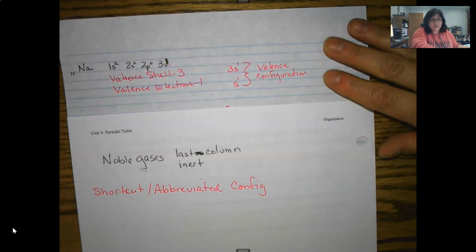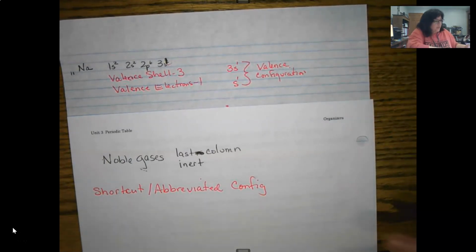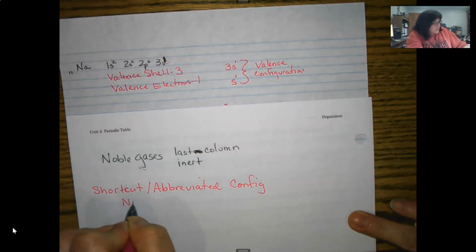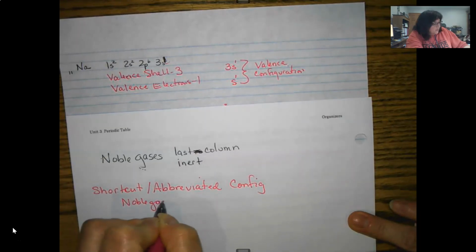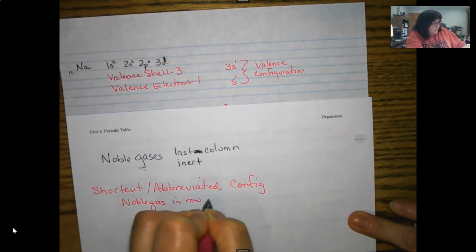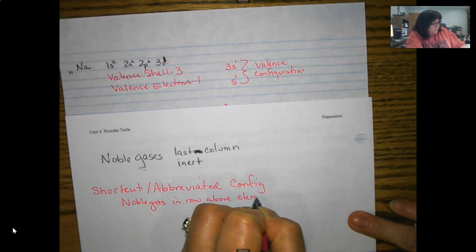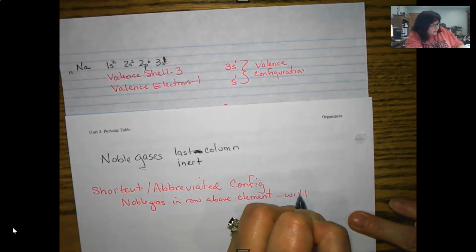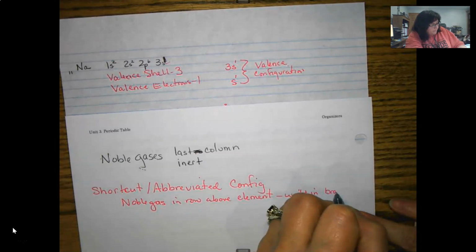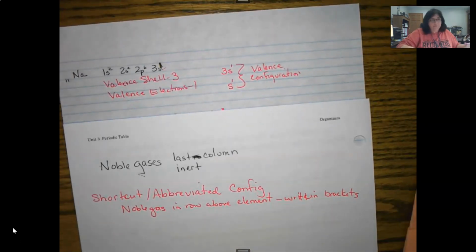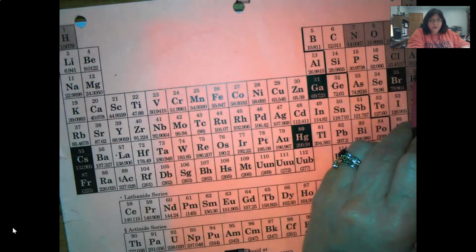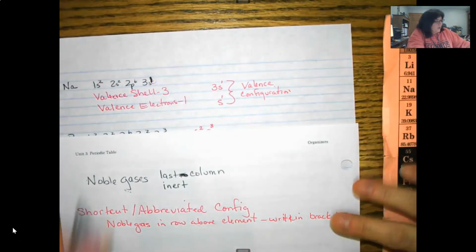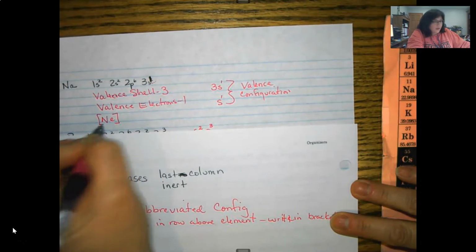Okay, so let's go back to sodium. What we're going to do is, when you do the shortcut abbreviation, you're going to find the noble gas in the row above the element, and you're going to write that in brackets. So for sodium, let's look. Sodium's in the third row. So the noble gas in the row above sodium is neon. So for the shortcut version, I'm going to write neon in brackets.